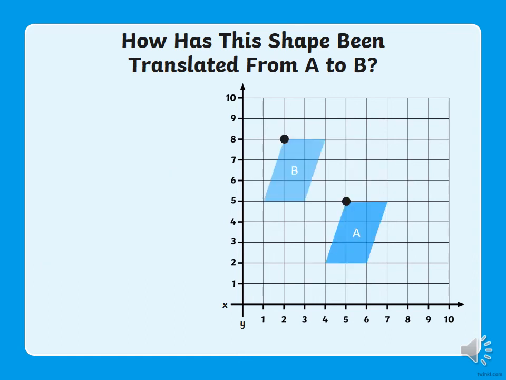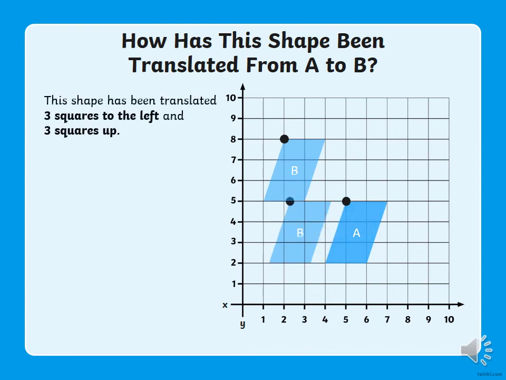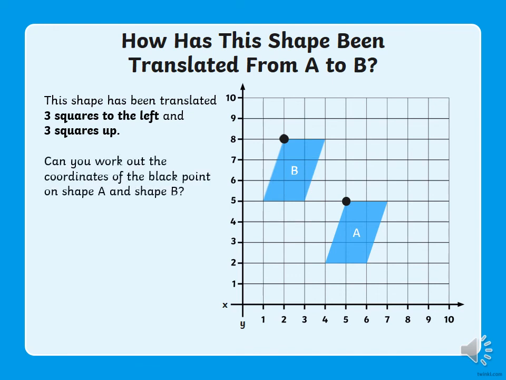Okay, so have a look at the shape. I want you to figure out how it's been translated. Pause the video before we move on to showing you the answers. Okay, so this shape has been translated 3 squares to the left and 3 squares up. Can you work out the coordinates of the black point on shape A and shape B? So pause the video and work out the points. So those are the coordinates. Shape A is 5, 5 and shape B is 2, 8. Can you work out the coordinates of all the corners on shape B? So pause the video and have a go at that.